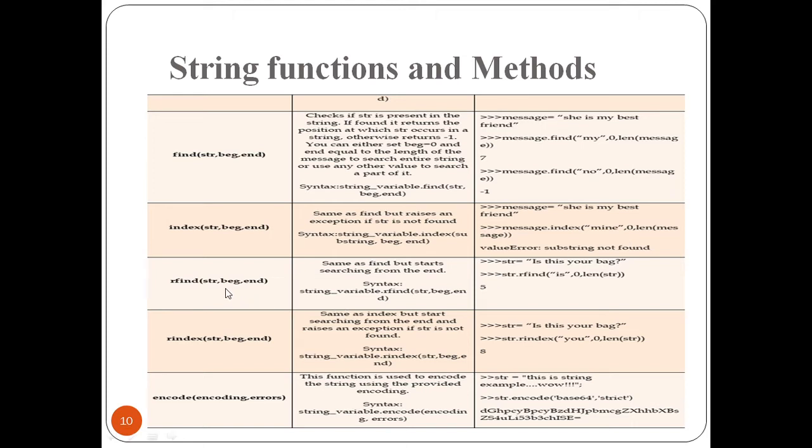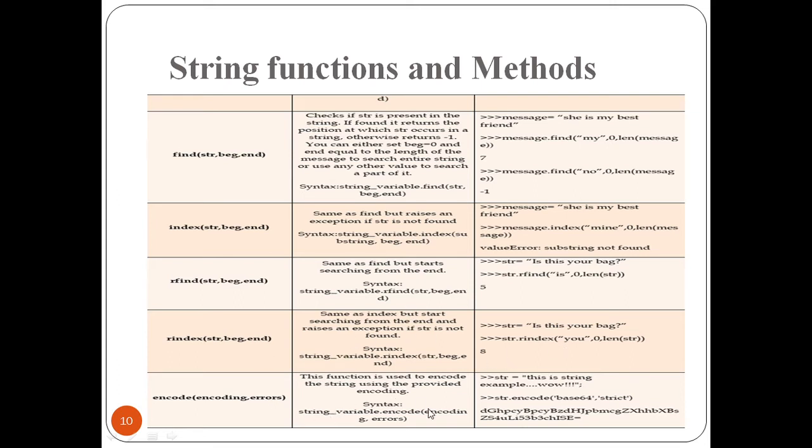Then rfind. Rfind will find the particular character from the right side of the string. So "is this your bag?" I say "is". So "is" from the right side. How many "is"s are available? Small "i", so from the right side, the 5th index. Here 0 to length, so it only checks from the right side. And rindex is the same as find, so it will check from the right side.